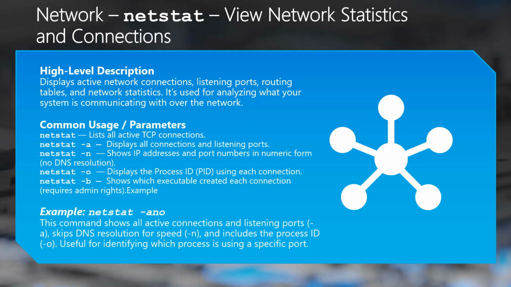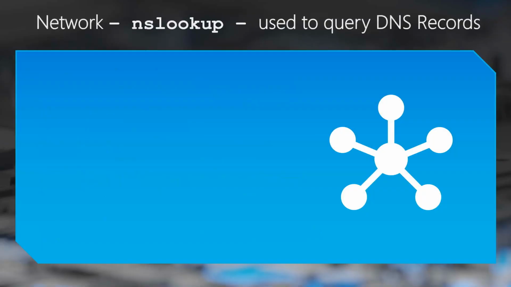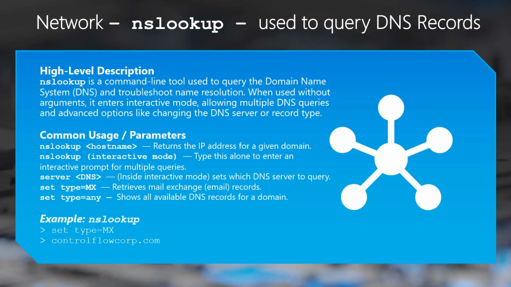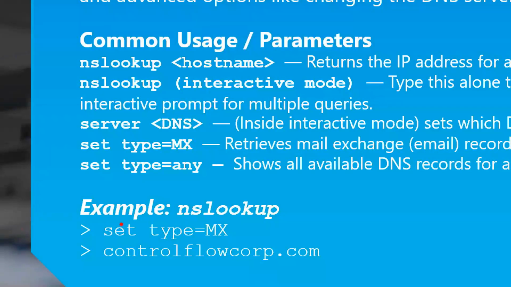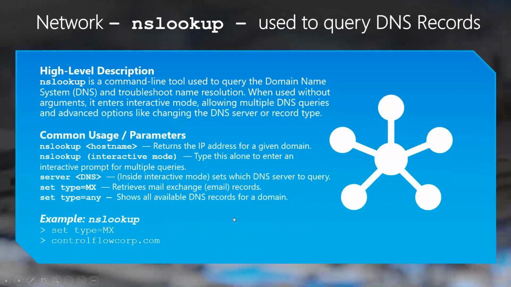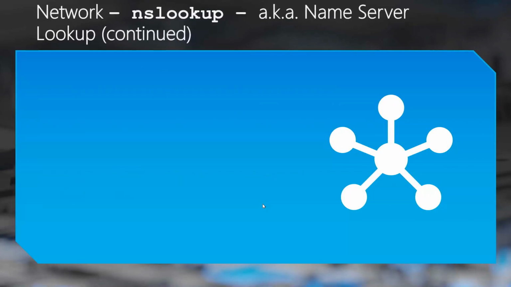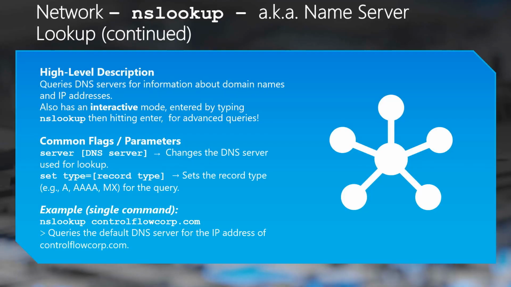Netstat allows you to display network connections, listening ports, routing tables, and network statistics. It's used for analyzing when your system is communicating over the network. NSLookup is a tool to query the domain name system and troubleshoot name resolution. And then there are, of course, examples there. You can look for specific types of DNS records like MX or TXT or A records. You can do that. This is NSLookup, also known as name server lookup, continued with a couple of examples and a couple of flags.